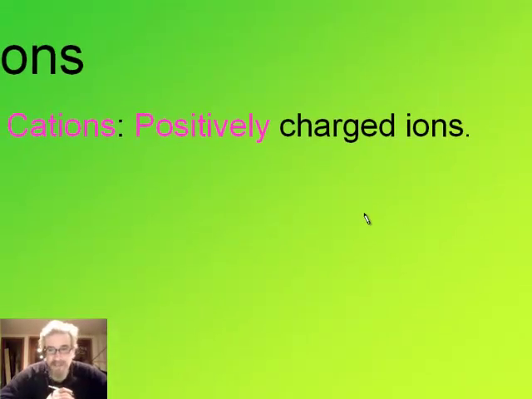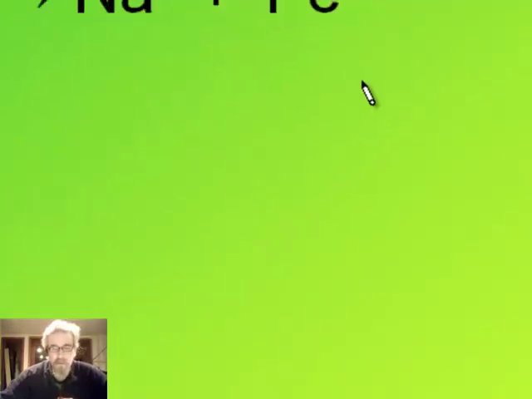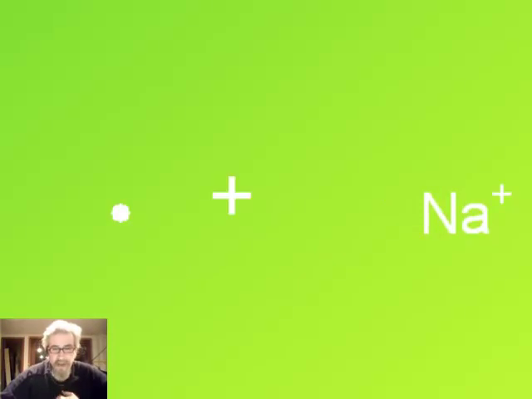Cations, recall, are positively charged ions. Well, just like anions can gain electrons to become negatively charged, cations can lose electrons to become positively charged. And here's an example of that. Sodium has one valence electron in its dot notation, and if it loses that dot, if it's transferred out somewhere else, that sodium is now a positively charged ion. It has the same number of protons that it had before, but now it's missing an electron, so it's positive.